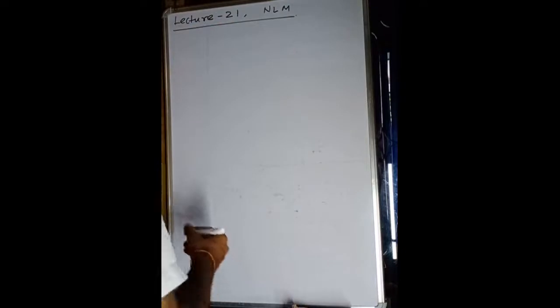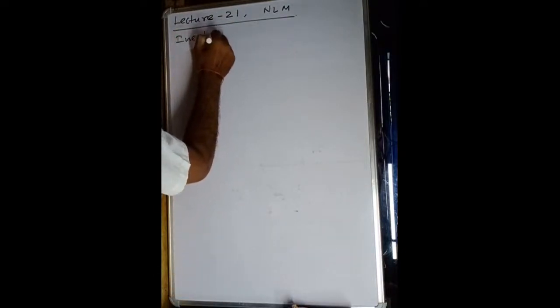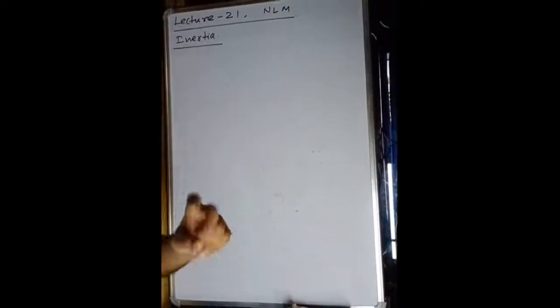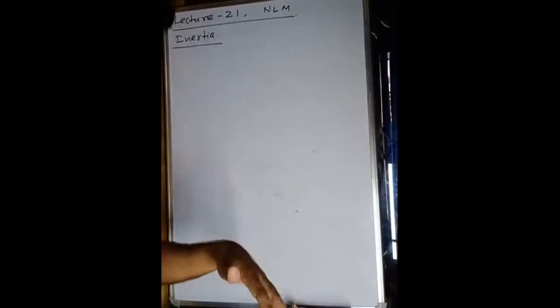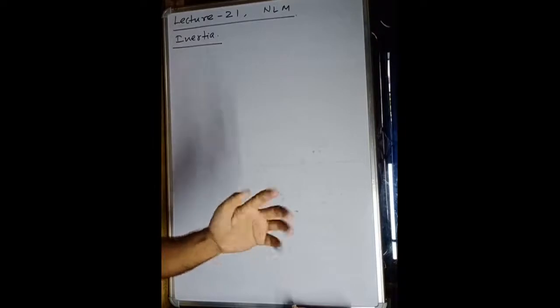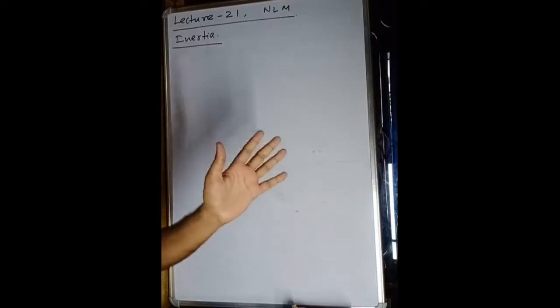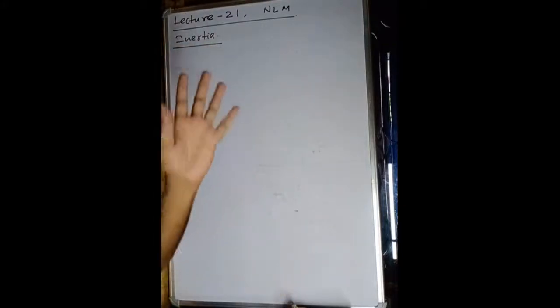So the first topic will be the inertia. What is the inertia? You have studied that inertia is the property of any body by which that body tries to remain in its actual state of rest or uniform motion unless any external unbalanced force disturbs that body. So this is the inertia.